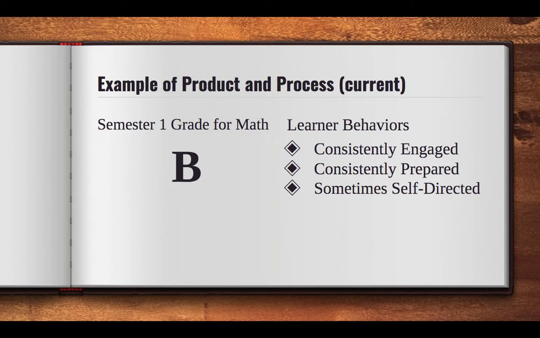Based on discussions that we have had with other parents, the B gives you information that your child is doing okay and may need to improve in some areas. And the learner behaviors tell you that the child is showing some engagement, showing preparation, but may need some help with some self-direction.